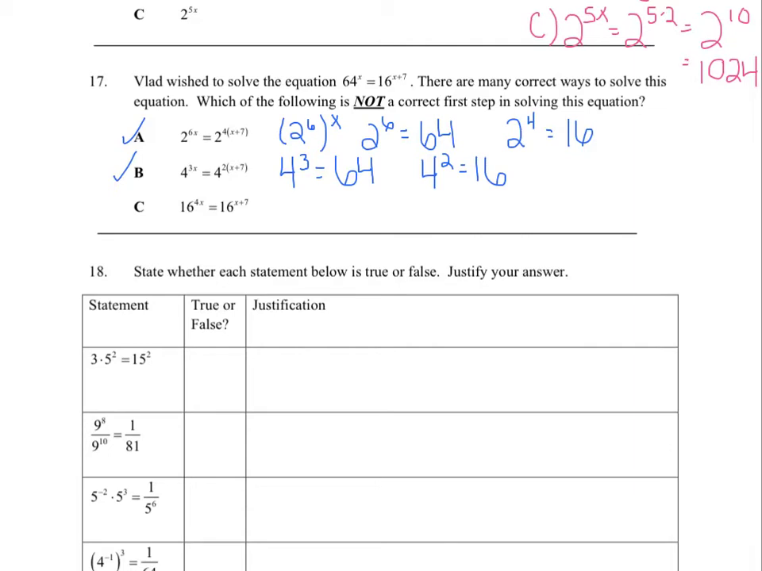Now when we get to C, we see that it's 16 to the fourth power. And that actually equals 65,536. We want it to equal 64, but it doesn't. So C is not going to work. We see on the other side that 16 to the x plus 7 power stays the same. So that side works, but because of this, C is our answer.